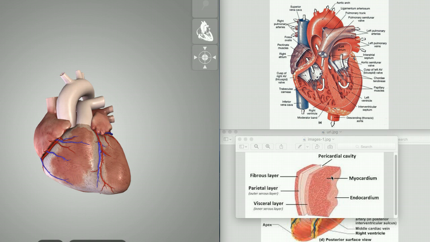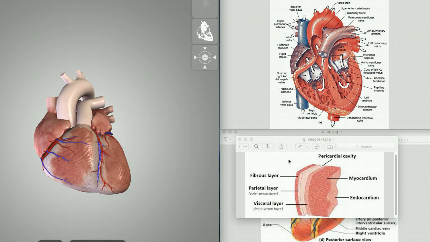Now the pericardial cavity is the space between the parietal layer and the visceral layer. And sometimes when patients have pericarditis, it's usually due to a buildup of fluid or blood within this space here. What surgeons usually do is drain this by puncturing that area with a very special needle. They drain that fluid away.